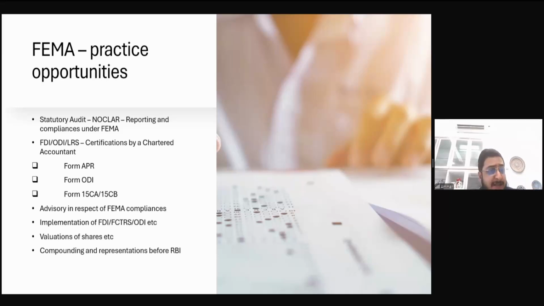Further, once he has entered into foreign exchange transactions, there are annual returns which have to be filed. For example, there's form APR, there's form FLA. So all these forms will have to be filed. We'll discuss in detail when we come to the form section, but that is where we can be helpful to the client. Now we can also help them in implementation of transactions.